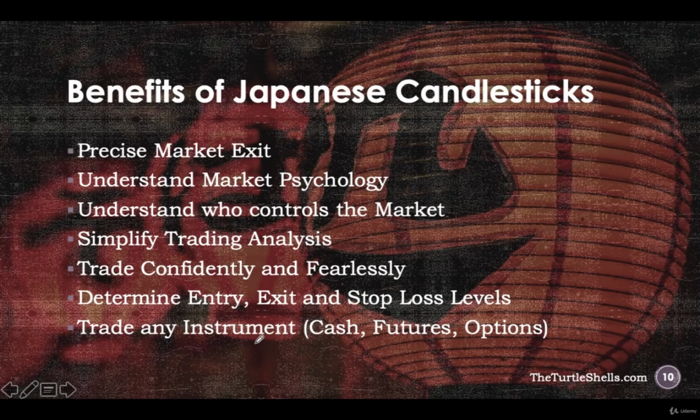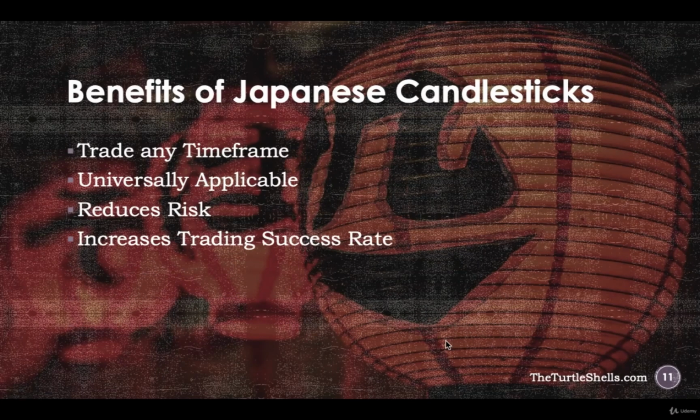And as I mentioned, the universality of candlestick patterns, we can trade any instrument like cash, futures, options. Again, we can use any time frame: monthly, weekly, daily, hourly, 10-minute chart, 5-minute chart, 1-minute chart. We can use candlesticks everywhere. So it's universal. It helps us reduce the risk. It shows us exactly how much our risk is. So we know before even taking the trade how much risk we are taking and how much we can handle psychologically.